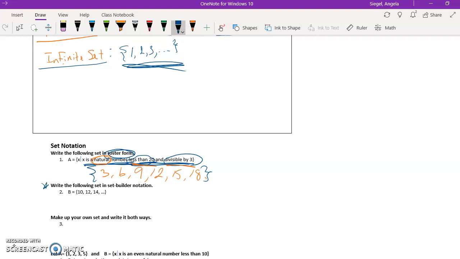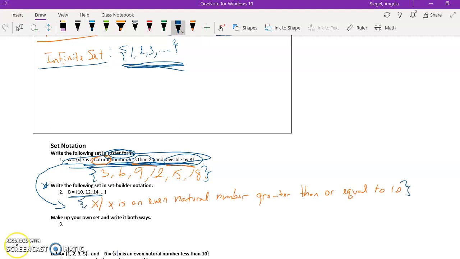So I want you to go the other way. Here is an example for set builder, and I want you to apply that to this example that's in roster form. So go ahead and do that. I'm going to push pause and see what you got.